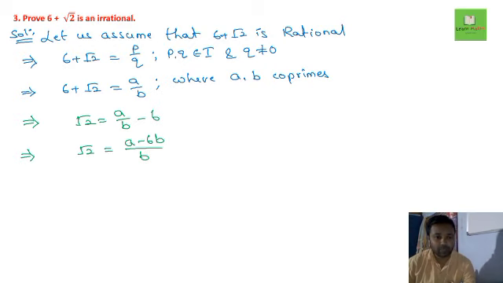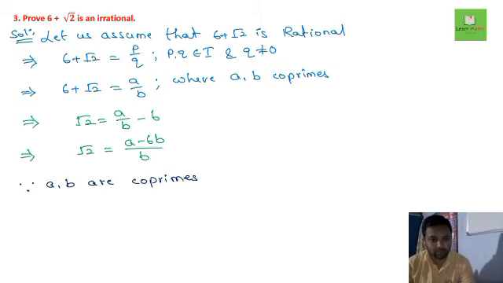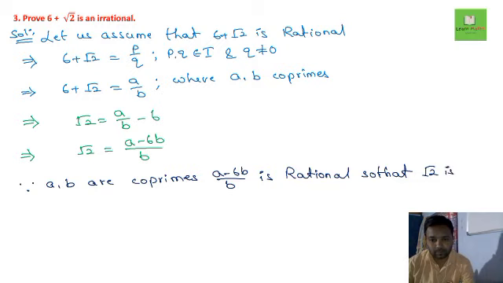Now the problematic part is completed. Now I am going to conclude that result. So since a, b are coprimes, a minus 6b by b is rational. So that root 2 is rational.